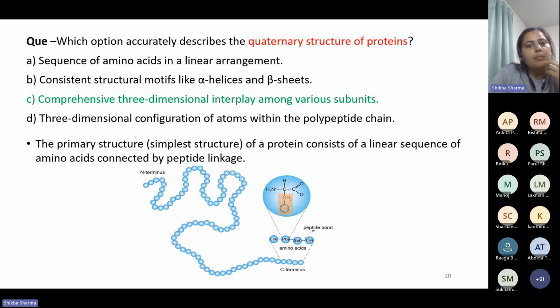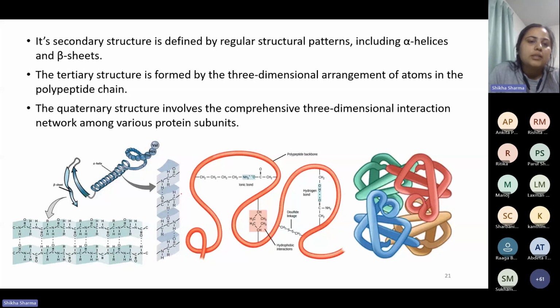So what happens in the primary structure, which is the simplest structure of a protein? It has a linear sequence of amino acids, which are connected by the peptide linkage, right? Here, this is an amino acid, and these amino acids are connected by the peptide bond, and this kind of linear sequence we get, which is the simplest, primary structure of the protein. And in the secondary structure, there is some kind of regular arrangement, like the alpha helix, and this is the beta sheet, the bottom one.